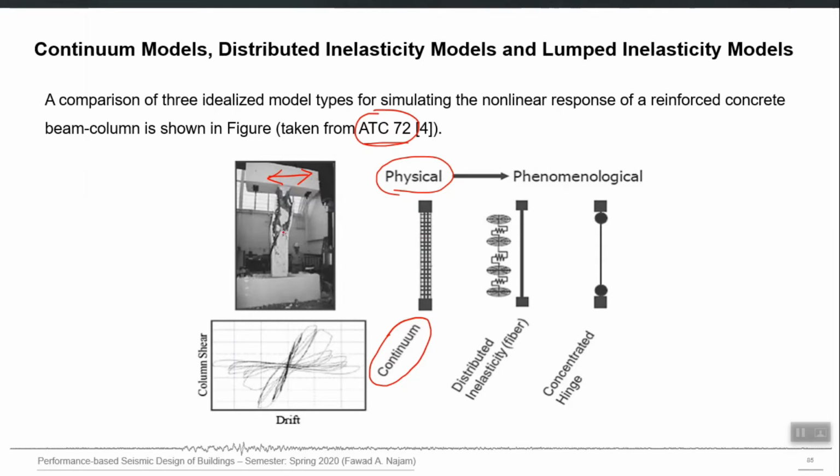So if there is a crack, those elements which will be overstressed and will result in cracking, they will be visible as being overstressed in this particular type of model.